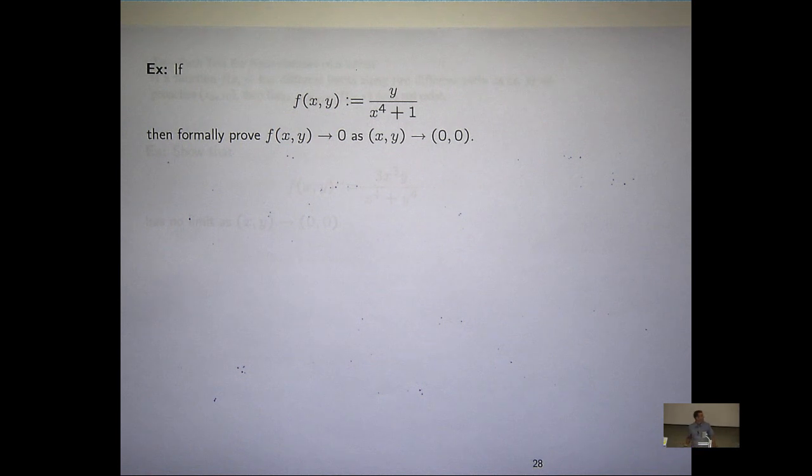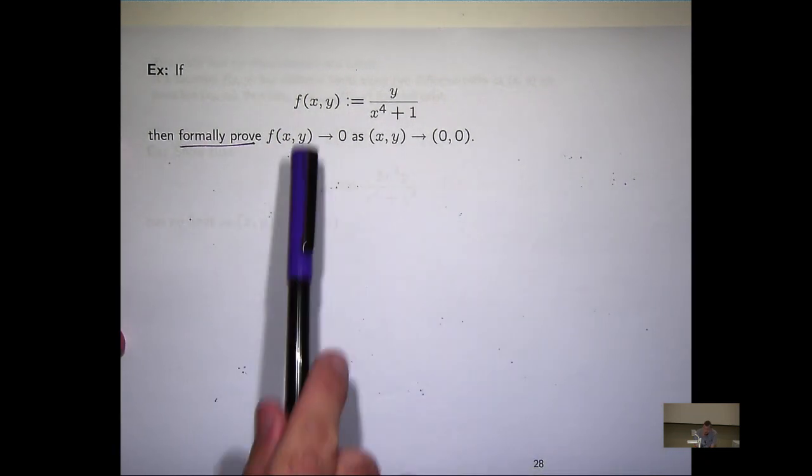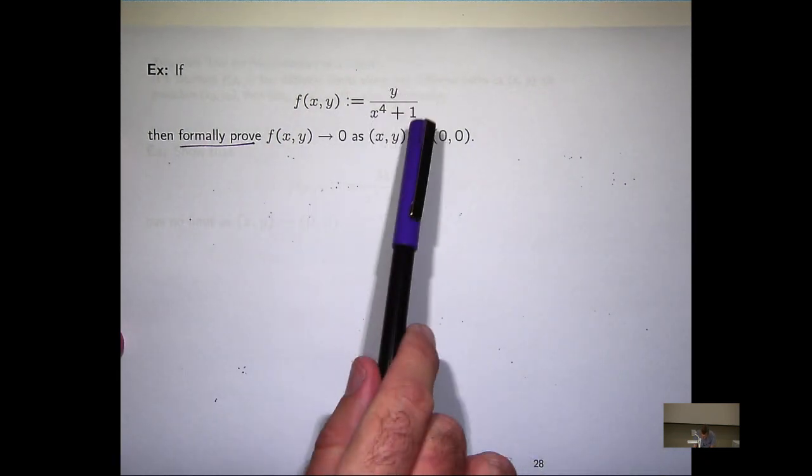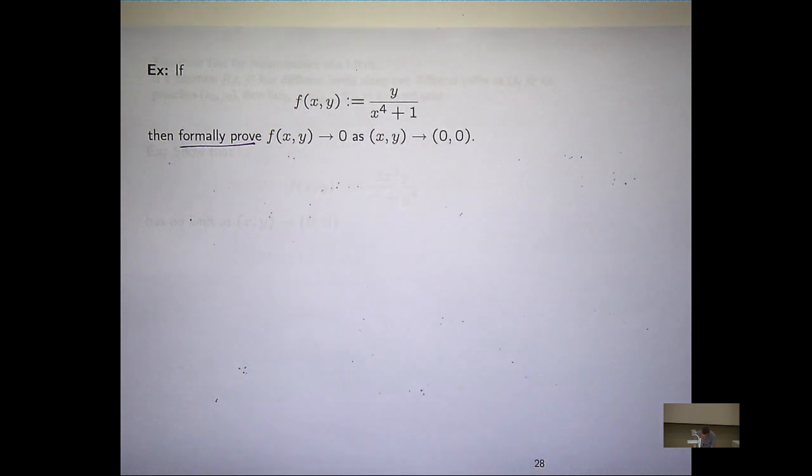If our function f of x, y is defined in this way, then formally prove f approaches 0. Now, firstly, and I probably should have done this with the previous one, are we actually convinced that this function does go to 0 as x and y go to 0? Yeah, it seems reasonable. Just take the limit at the top, you get 0, the limit at the bottom's 1. So we would assume that the limit's correct. Now let me show you how you would do this. And it's very similar to the previous problem, just with a couple of inequalities.